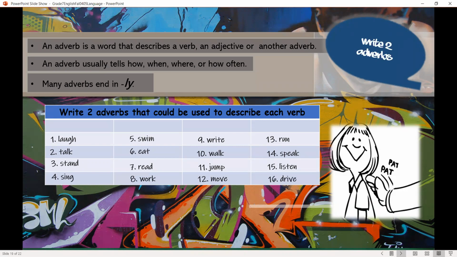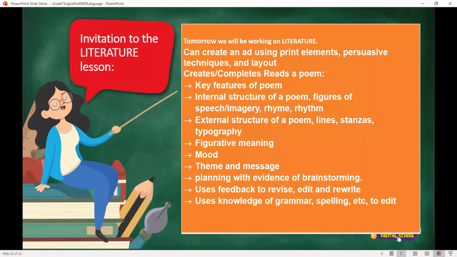And give yourself a pat on the back. Yes, pat, pat on the back. Okay. Tomorrow we're going to do a poem, and it's going to be really, really cool. I know it doesn't sound really cool, but it's going to be really cool. And we're going to have a lot of fun. And we're going to talk about the different images and features and the mood and how to plan and how to do our own poem eventually. So it's going to be a really good lesson.